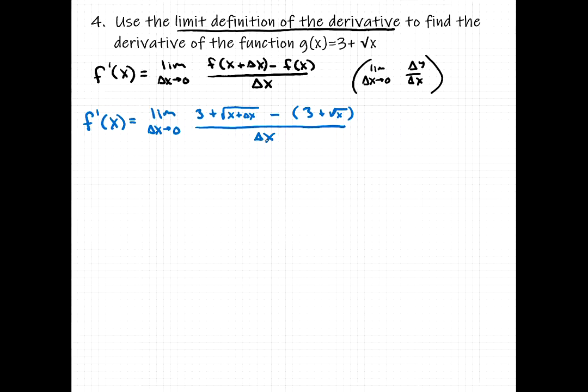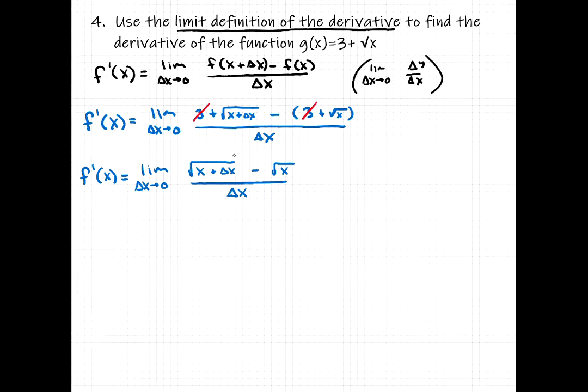Okay, so it looks like we have a positive 3 and a minus 3. They cancel. So we can rewrite this as f prime of x is equal to the limit as delta x goes to 0 of the square root of x plus delta x minus the square root of x, all divided by delta x. So we've seen this before in limit problems.